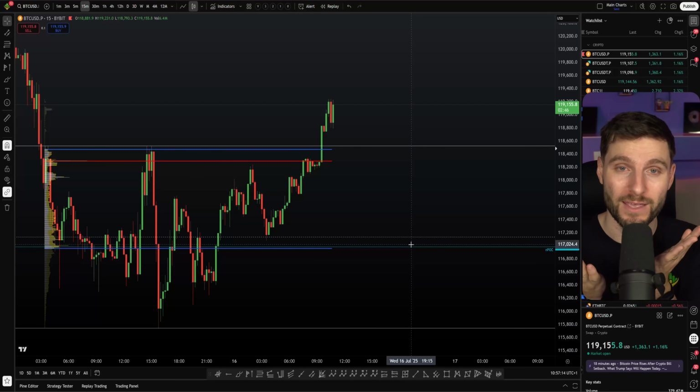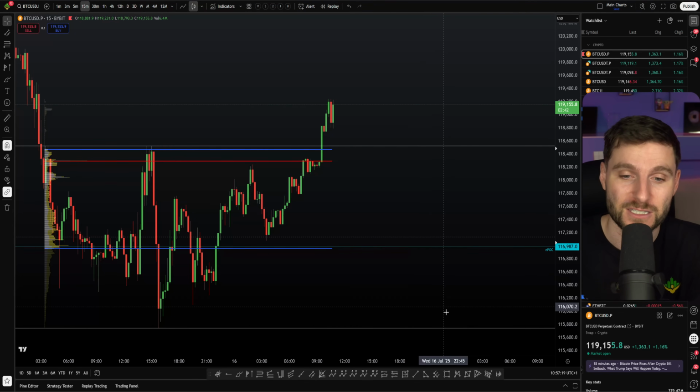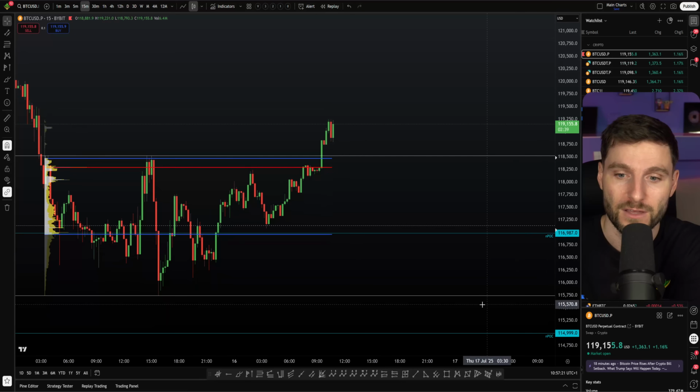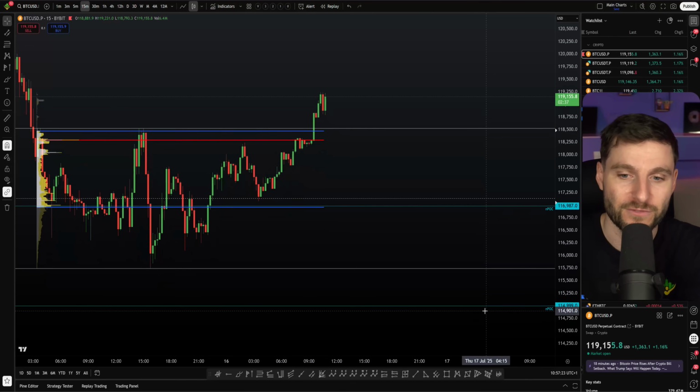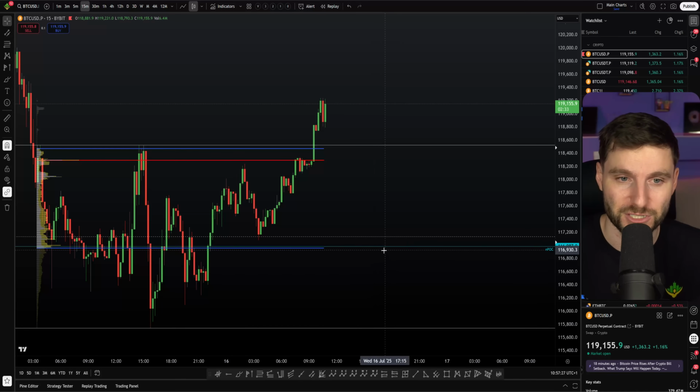Do I take this trade? Yes. Or do I not like the reaction, thus not take the trade and expect lower prices, maybe towards the range low to come? Again, we still have levels at $115,000 to be aware of. But that is my next level of high interest, we could say.